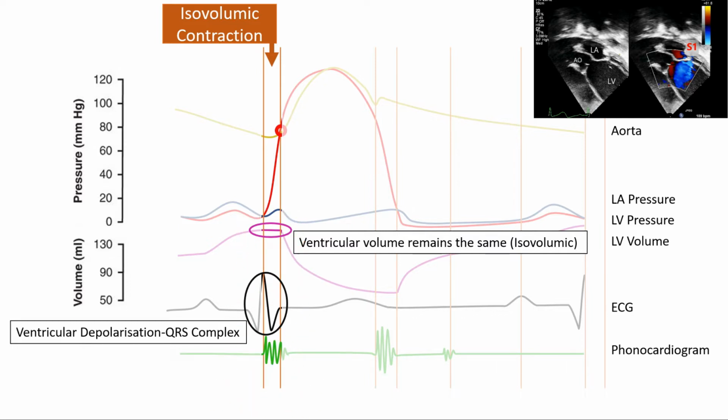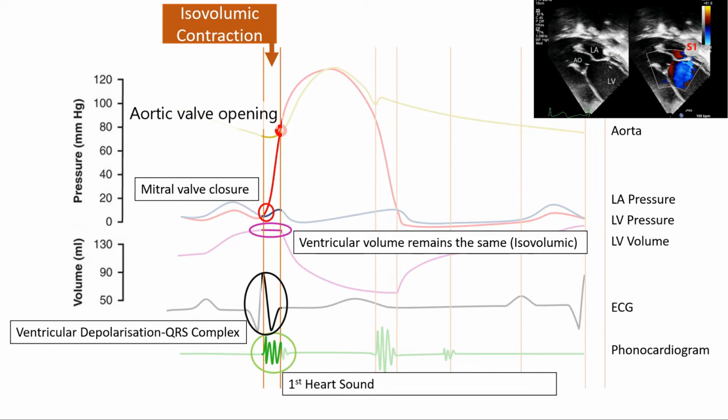So why doesn't the volume change when the ventricle contracts? At the very beginning of isovolumic contraction, when the left ventricular pressure goes above the left atrial pressure, the mitral valve closes, giving rise to the first heart sound. Left ventricle will continue to contract, but the pressure in the left ventricle is below the pressure in the aorta at this stage. So the aortic valve is also closed. So mitral valve is closed and the aortic valve is closed, and because of this, the ventricular volume remains the same even though there is a rapid rise in pressure in the left ventricle. That is why it is called isovolumic contraction.